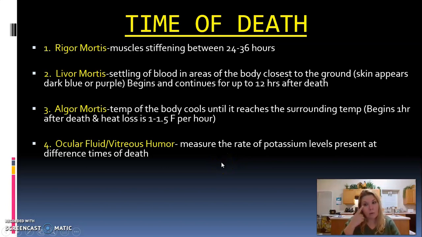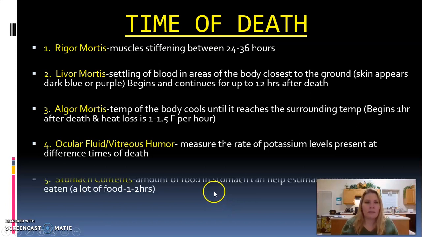That is your eyeball. Okay, so this will only be available on dead victims, not living victims of crimes. So you can actually take a look at the ocular fluid and see how much potassium is in your eyeball. During your lifetime, that level of potassium stays pretty constant based on the foods that you eat and things like that. Once you're dead, that level of potassium sort of drops off over time, so they can measure that and figure out, okay, approximately how long has this person been dead based on how much potassium is left in that fluid. It's called the vitreous humor.